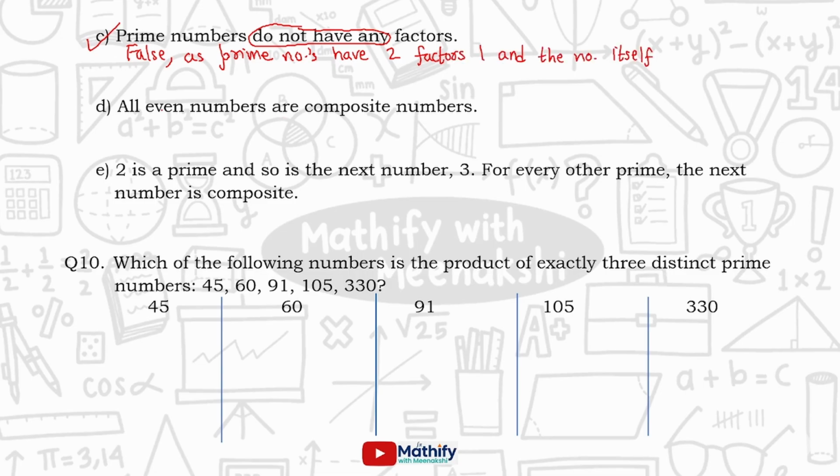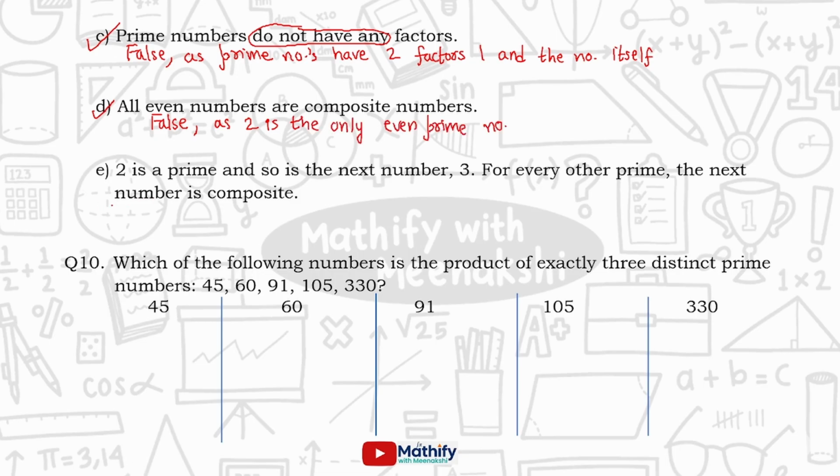Now let's move to D part. All even numbers are composite numbers. Now this is also false, because you know that there is one even prime number, that is 2, as 2 is the only even prime number.